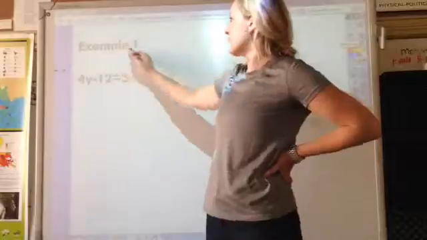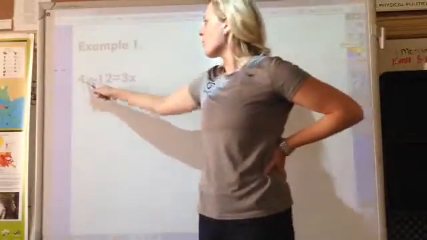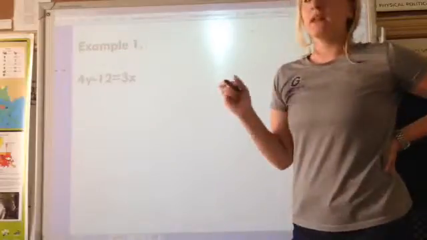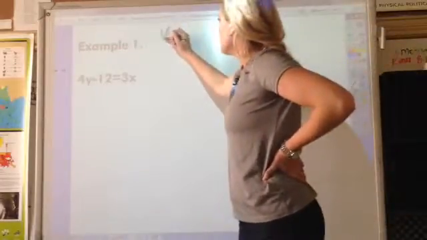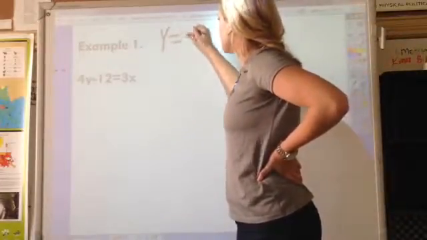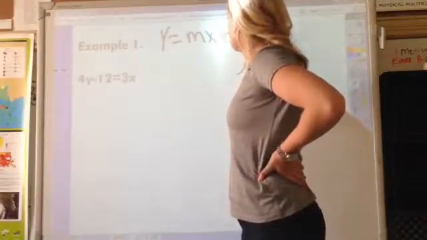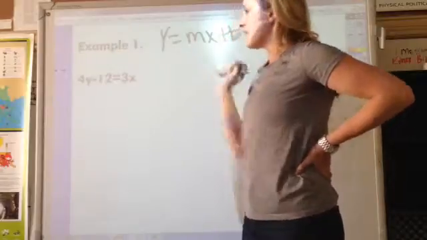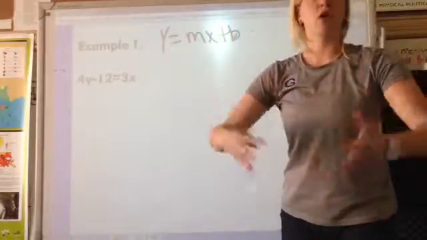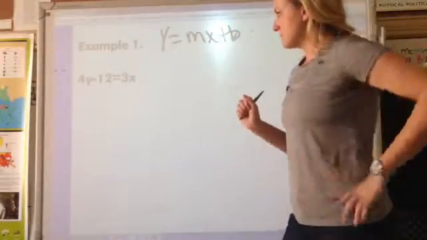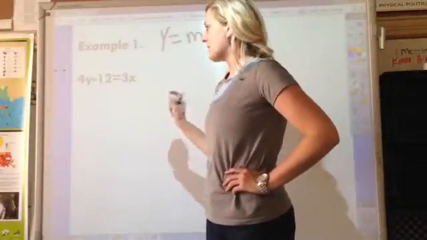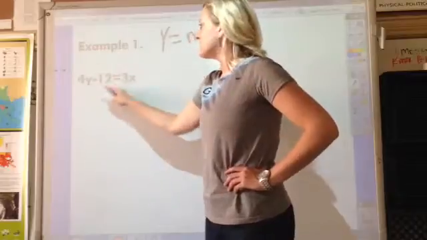Go ahead and write example 1 on your notes page, and then 4y minus 12 equals 3x. I see immediately that this problem is not in proper slope-intercept form because it does not match my equation where y is isolated on one side with my x and my constant on the other side. So I need to solve for y. The first thing that I need to do is get y on one side of the equal sign by itself. So I need to get rid of this negative 12.